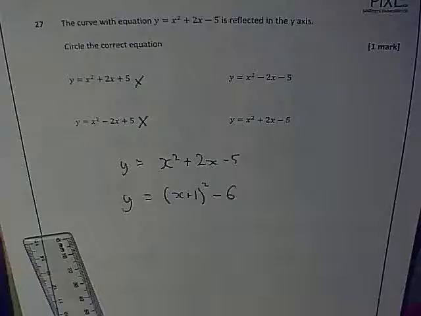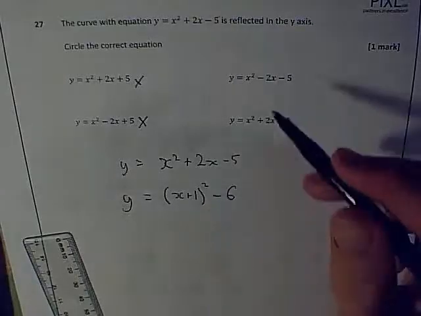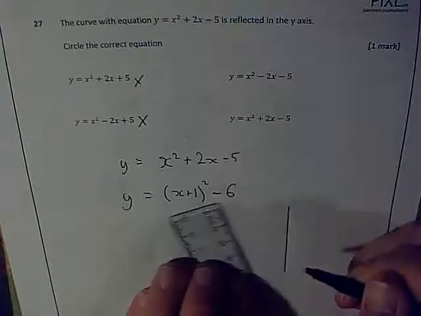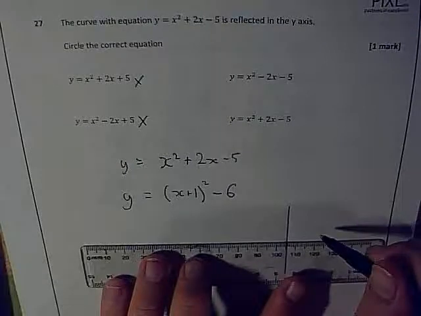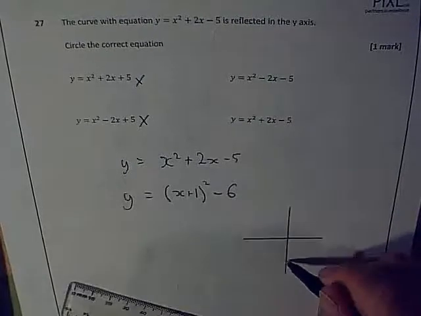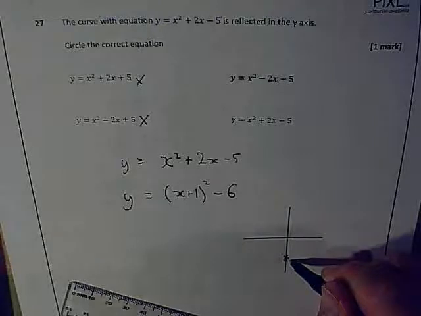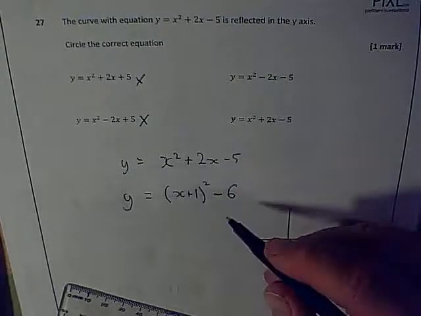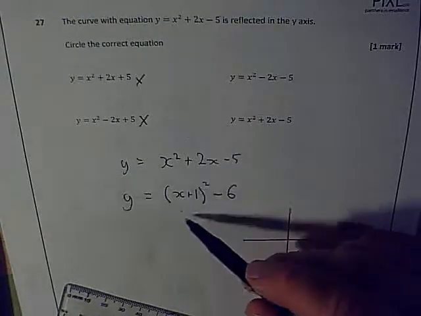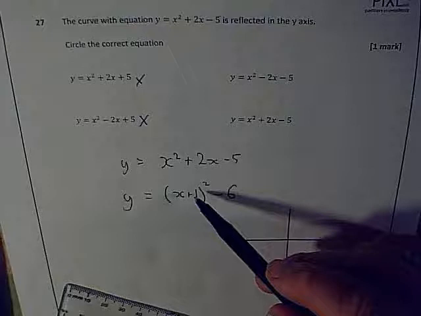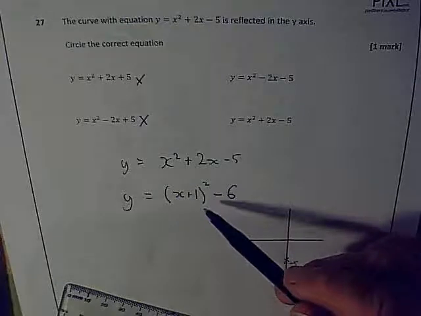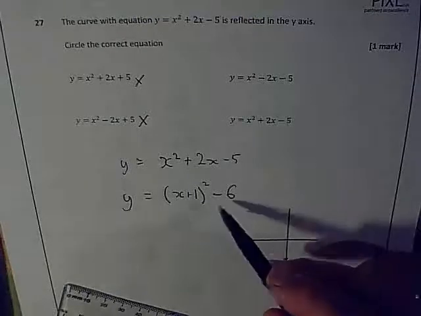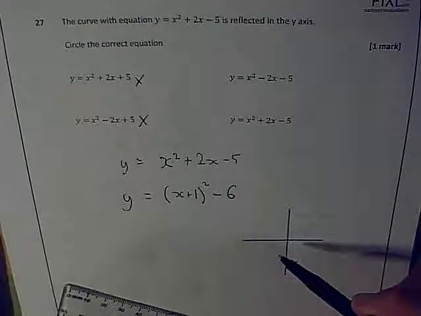Right, but this is useful because it tells me about this graph and it enables me to do a little sketch of it. So what this means is, firstly, we know it's going through minus 5. Now, in x plus 1 squared, what's the lowest possible value that this could ever be? Well, the lowest possible value is 0. So the lowest possible y value is minus 6, because this would be 0 minus 6. The lowest this graph could possibly go is minus 6.